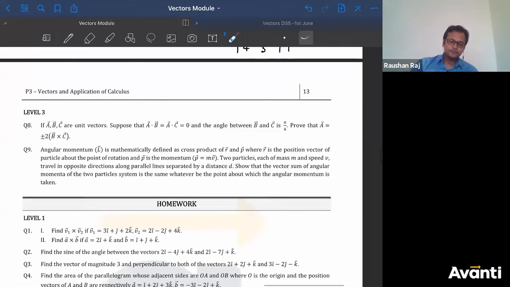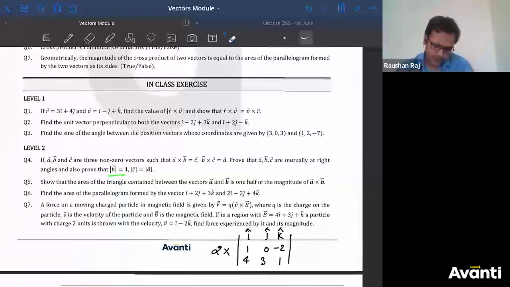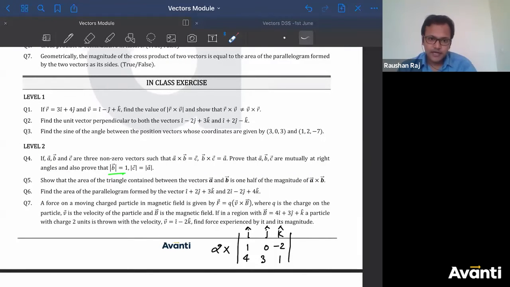Okay, look. So the first given condition is what? A, B, C are unit vectors. That means the magnitude of A, B and C is 1. Okay? In the 6th question. Ritvika, why? I'm not going to find R cap. Why should we find R cap? I have to find the magnitude.